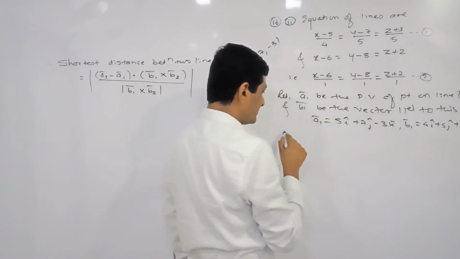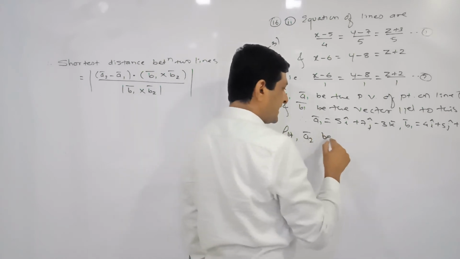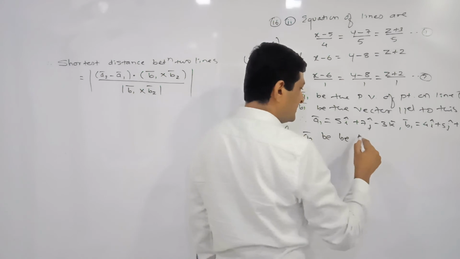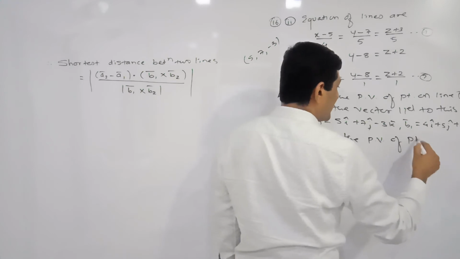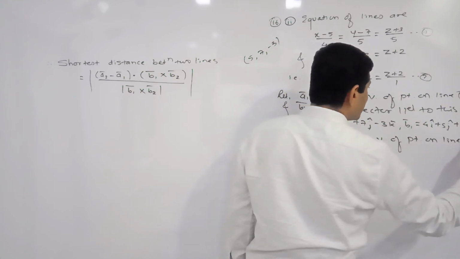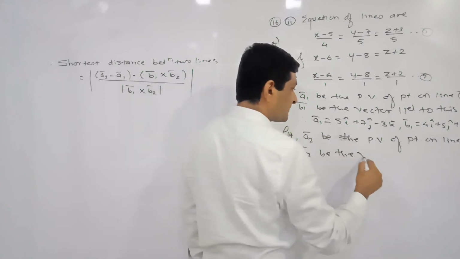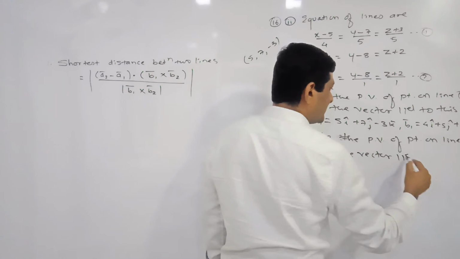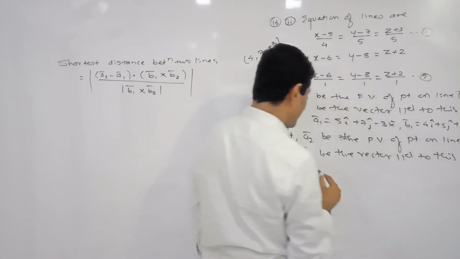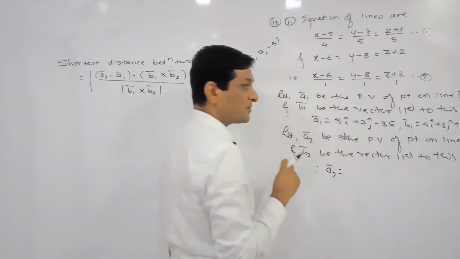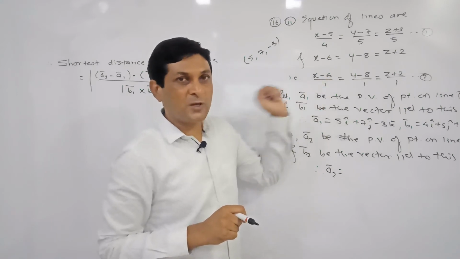And now let us denote the position vector of a point on the second line by a2 bar. Let a2 bar be the position vector of a point on the second line, and b2 bar be the vector parallel to this line. Therefore a2 bar is equal to, now what is our supposition? a2 bar is the position vector of a point on the second line.